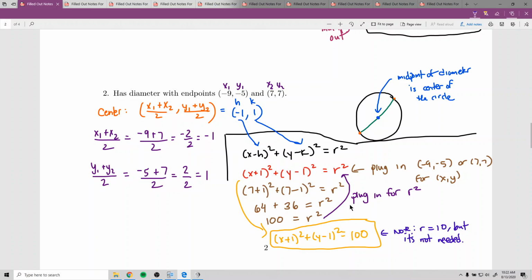Right, so if your r squared was more of a weird number like 51, the square root of 51 isn't a nice number, but you would just plug in the 51 for r squared. All right, so the general approach to solving problems with circles: if you're not given the center, find the center. Usually it's going to be this way. And then plug in a point inside your equation to figure out your r, or r squared.